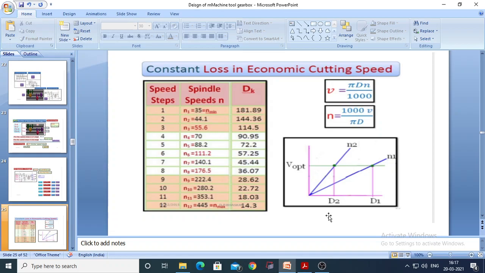Okay, first is a constant loss in economic cutting speed. How do we get the constant loss in economic cutting speed? We will see the details. Constant loss of economic cutting speed. Check here, if you have seen the figure, that cutting speed versus the diameter of the workpiece is shown. We have chosen the speed steps 12. We have already seen this example. Then you will get the total number of spindle speeds as 12, and you will get the 12 values. Okay, we know the formula.